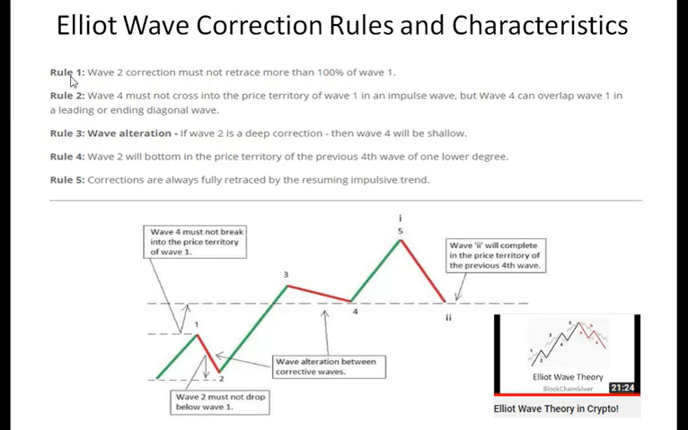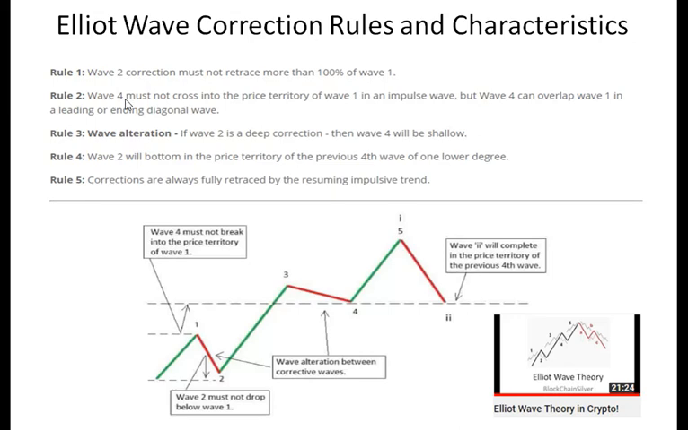So we've got a few rules on corrections. Wave 2 correction must not retrace more than 100% of Wave 1. What that means is Wave 2 can't go down here in price. If it does, then that wasn't a Wave 1. That was still the end of an ABC correction.